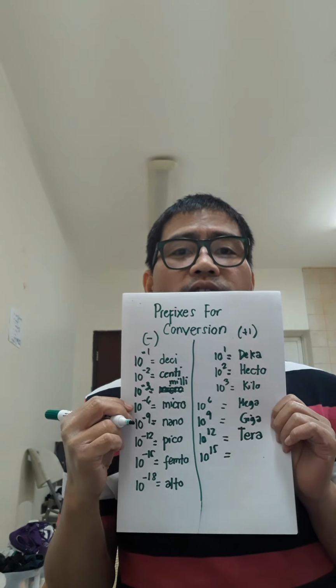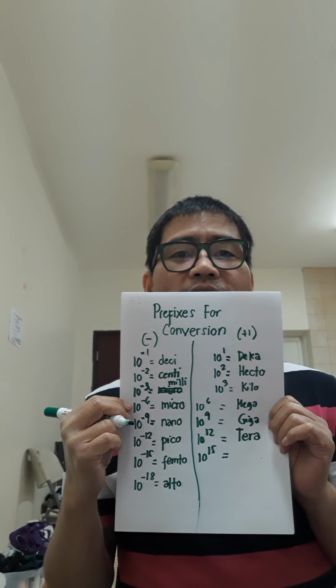And then we have 10 to the 15. 10 to the 15 is exa, 15 zeros. Oh, no, sorry. It's peta. Sorry for that, this is peta, because after tera is peta.